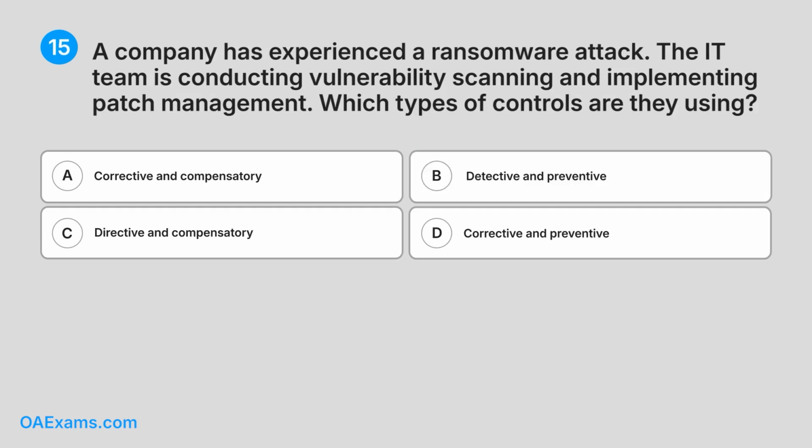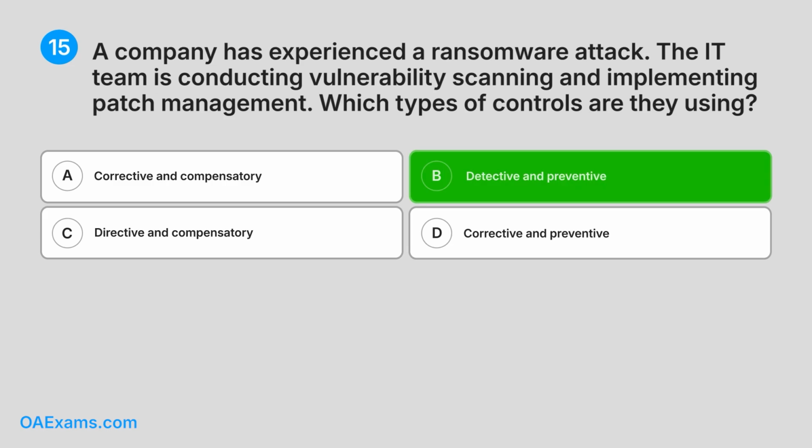15. A company has experienced a ransomware attack. The IT team is conducting vulnerability scanning and implementing patch management. Which types of controls are they using? A. Corrective and compensatory. B. Detective and preventive. C. Directive and compensatory. D. Corrective and preventive. Do you know the answer?